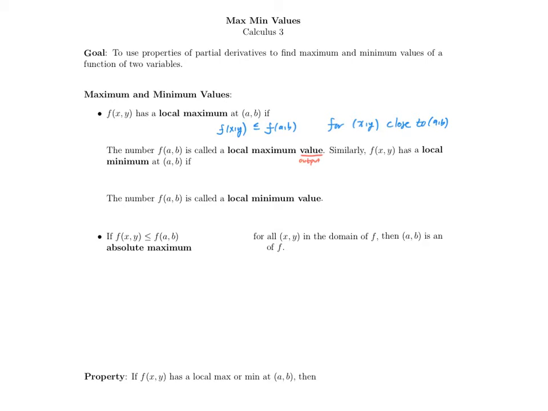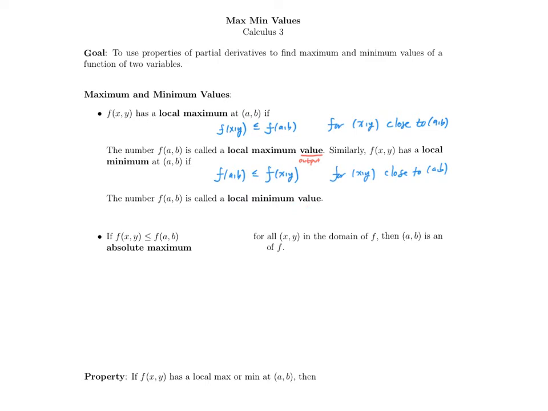Similarly, we will have a local minimum at a point (a, b) if you are smaller at (a, b) than you are at surrounding points. That is to say, if f(a, b) is smaller than or equal to the function outputs at (x, y), where once again (x, y) is close to (a, b). And the similar language is we once again refer to that output as being the local minimum value.